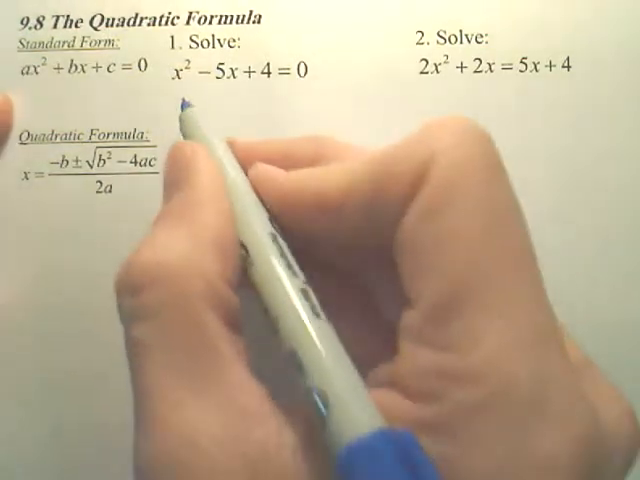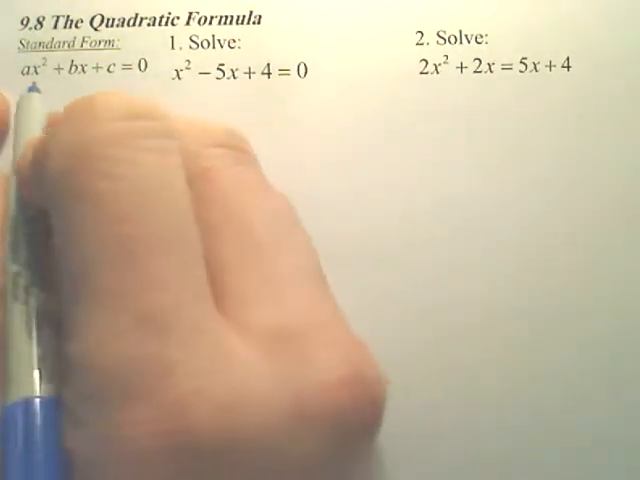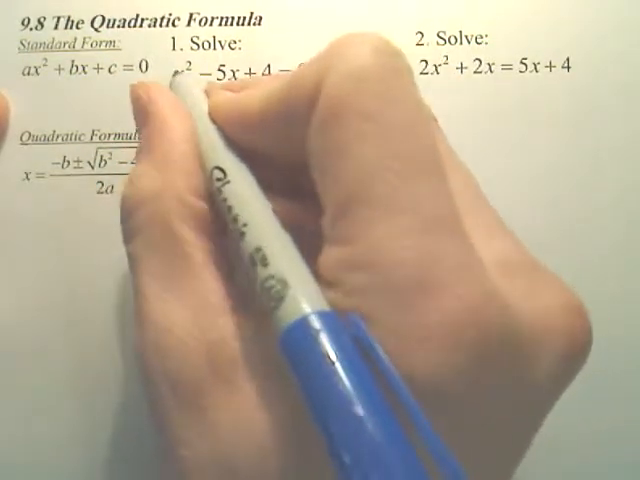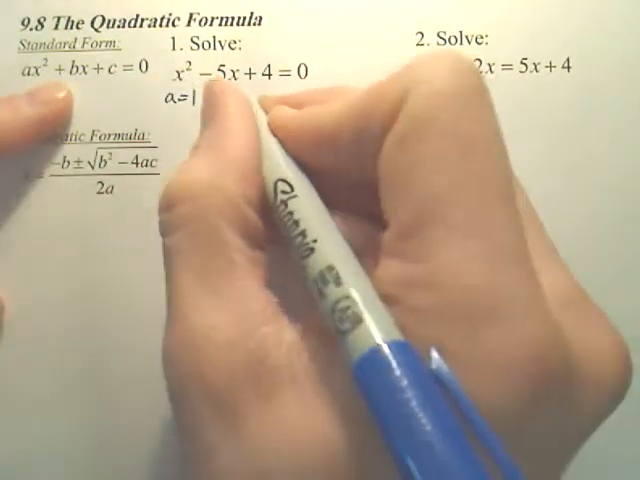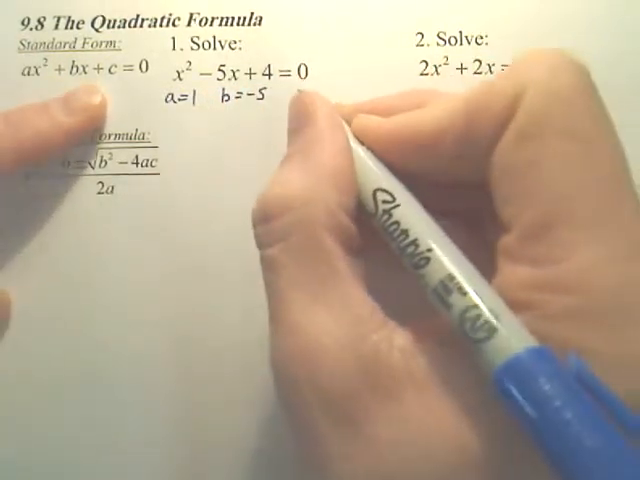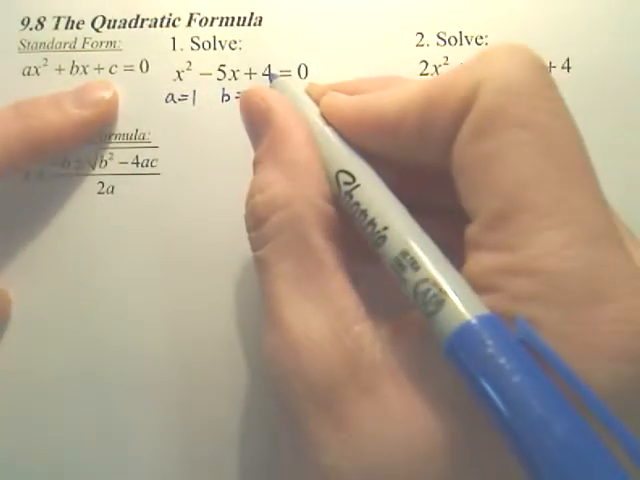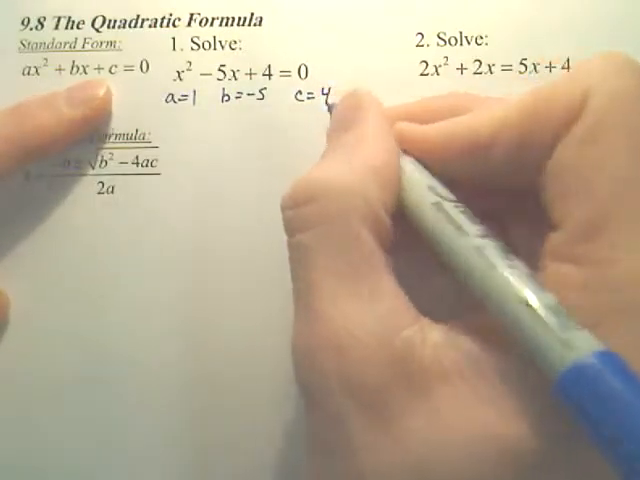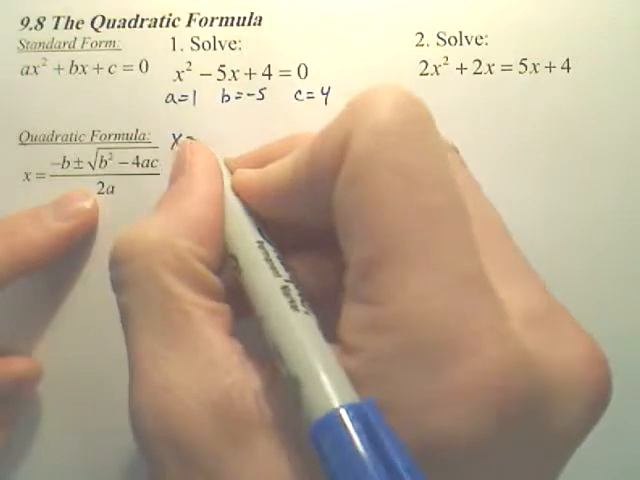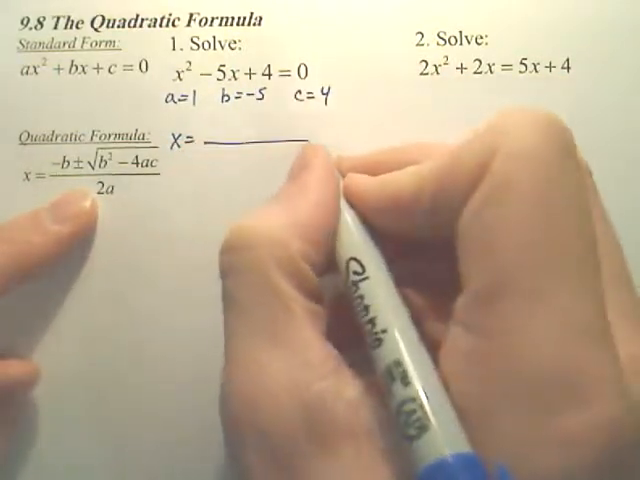So our first thing is, for this problem, it has to equal 0. It has to be in standard form. And so we go: A is 1, B is the number next to the x, so B is -5, and C is the number by itself at the end, so that's 4. And what we do is we take this formula and plug in all our numbers.